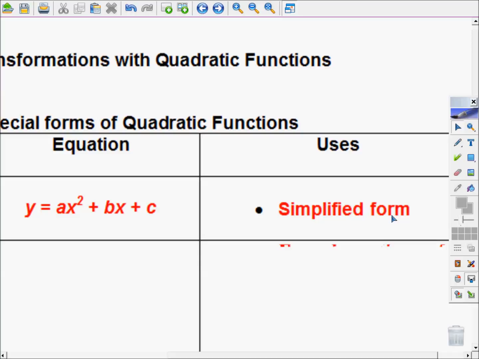So it makes it easier for us to use the quadratic formula, easier for us to find how to bring forth factors.